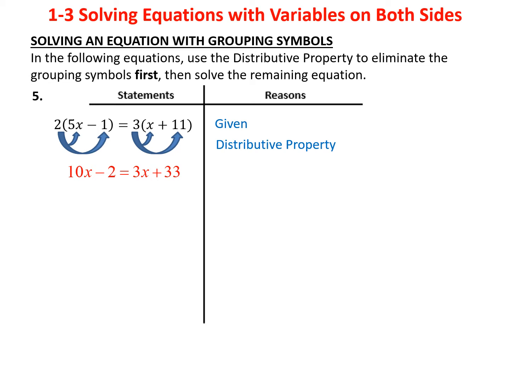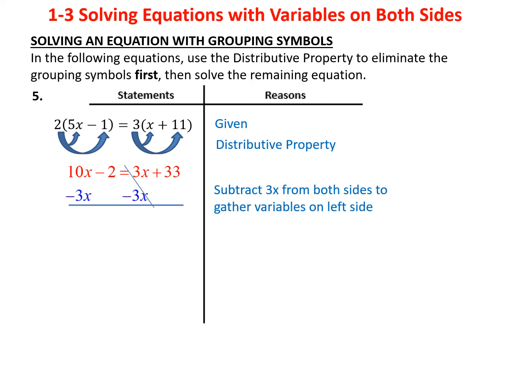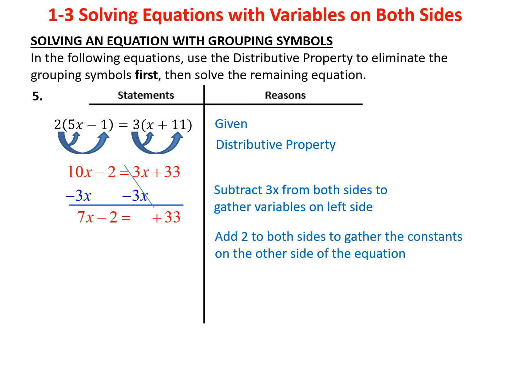Now I have an x variable on both sides. So which is bigger? The 10. The smaller is 3. So let's subtract 3x from both sides. This allows us to remove the variable from the right side, and we only have a variable on the left side. Notice now we have our two-step equation. So we're going to undo the subtract 2 by adding 2.